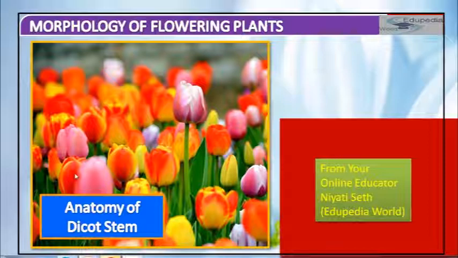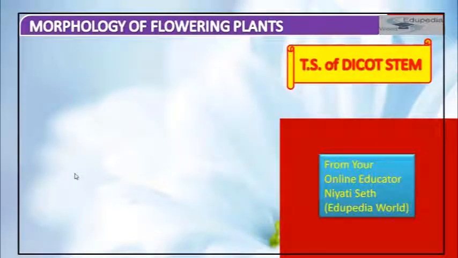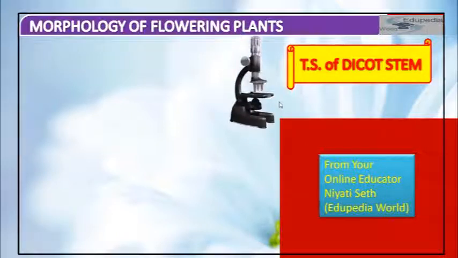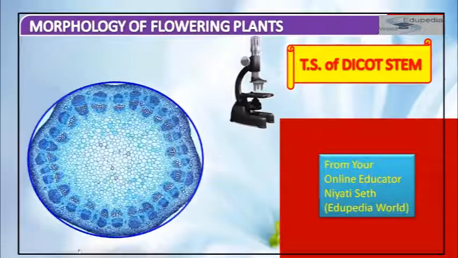Okay, so let's see the transverse section of Dicot stem, that is TS of Dicot stem, students. We observe the transverse section of Dicot stem under the microscope. This is the transverse section of the Dicot stem. It has epidermis, hypodermis, cortex, endodermis, stele, pericycle, medullary ray, pith and vascular bundle.